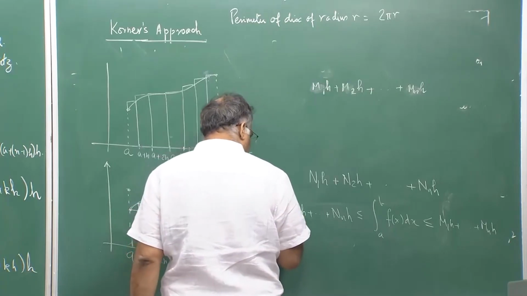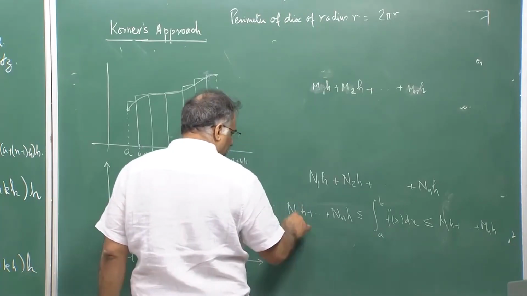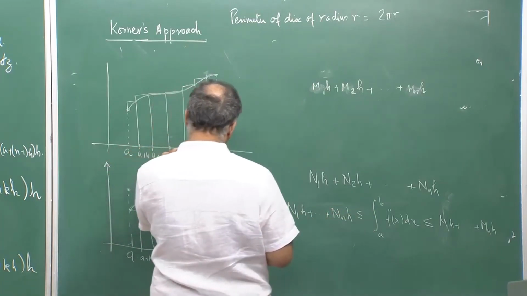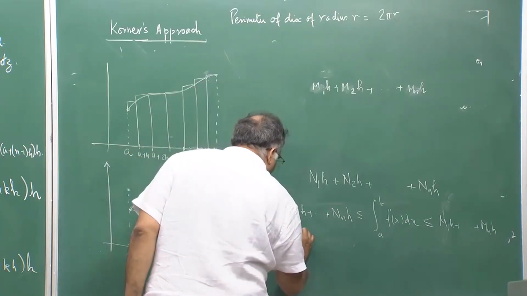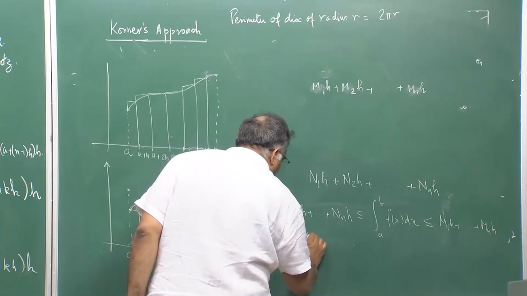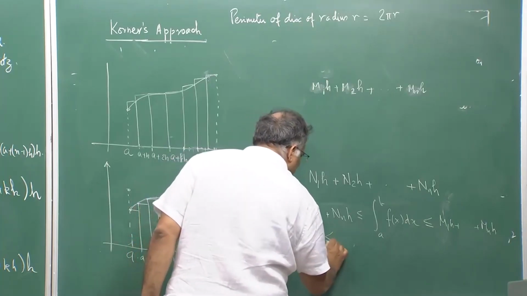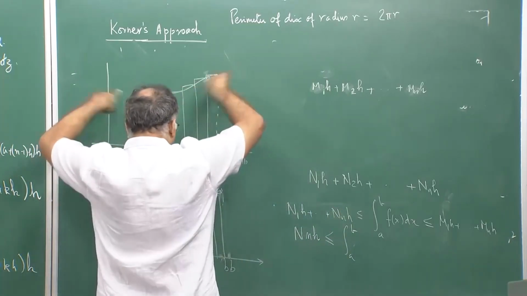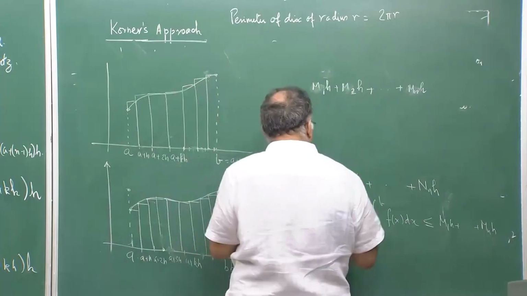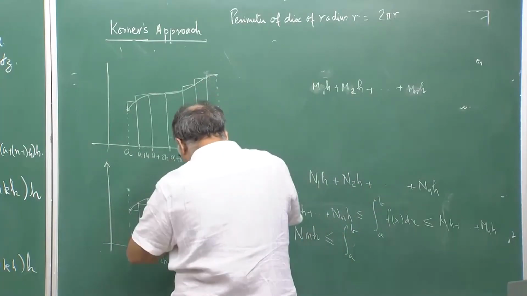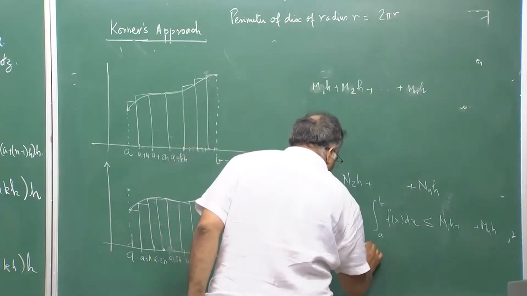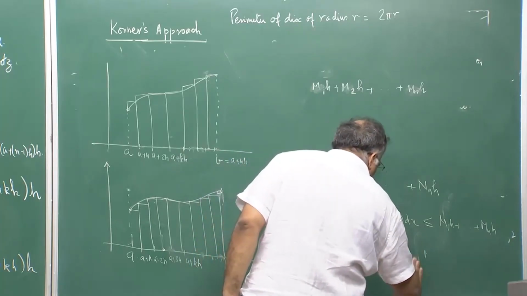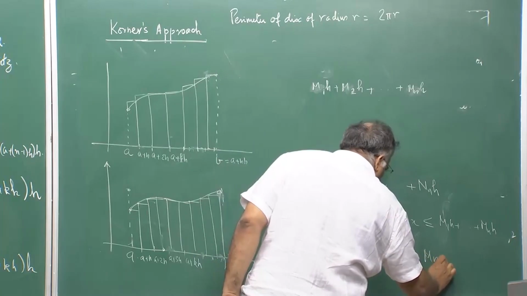I put m, h, but if I add these h's up, what will happen? I will have m of nh less than or equal to the integral from a to b, where m is the lower bound of the function over the whole interval ab, and M is the upper bound of the function over the whole interval ab, and this would be less than M n h.